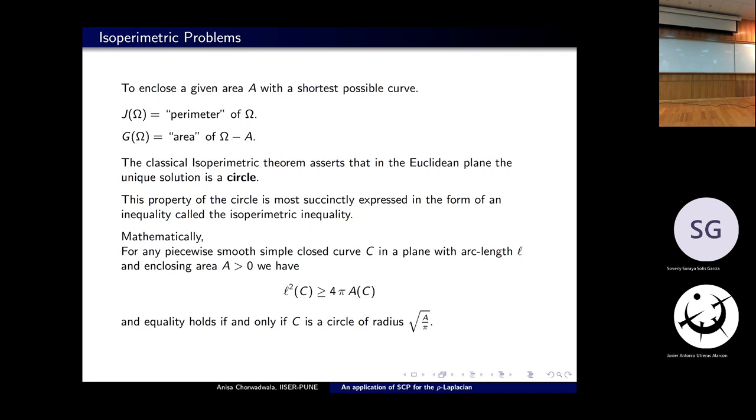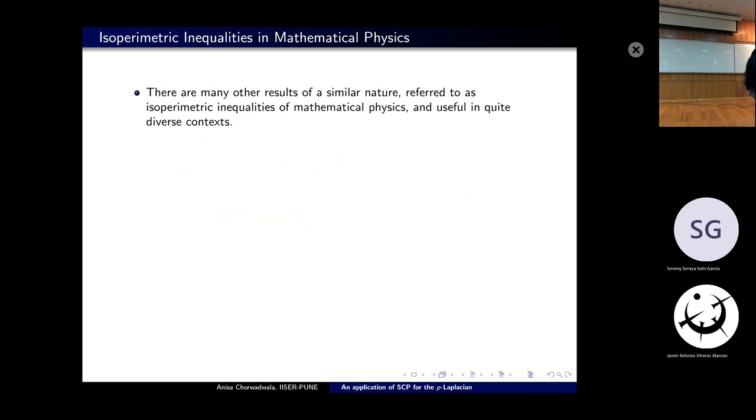And when you fix the perimeter, that is the isoperimetric problem, then the area enclosed by that curve has an upper bound, and that upper bound is attained if and only if this inequality becomes an equality, and that is precisely the case where your C is a circle. And it's the unique solution because the inequality becomes equality if and only if it's a circle.